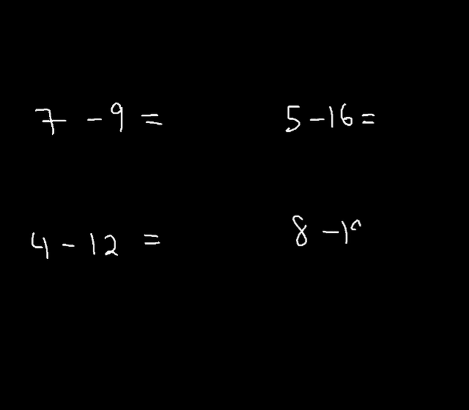Try these four problems. 7 minus 9, 4 minus 12, 5 minus 16, and 8 minus 19. Notice that the negative number is larger this time. So therefore the result should be negative. 7 minus 9 is negative 2.